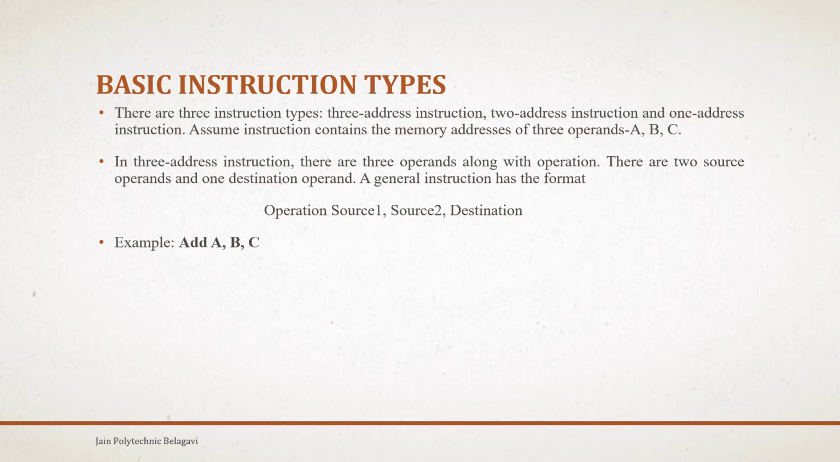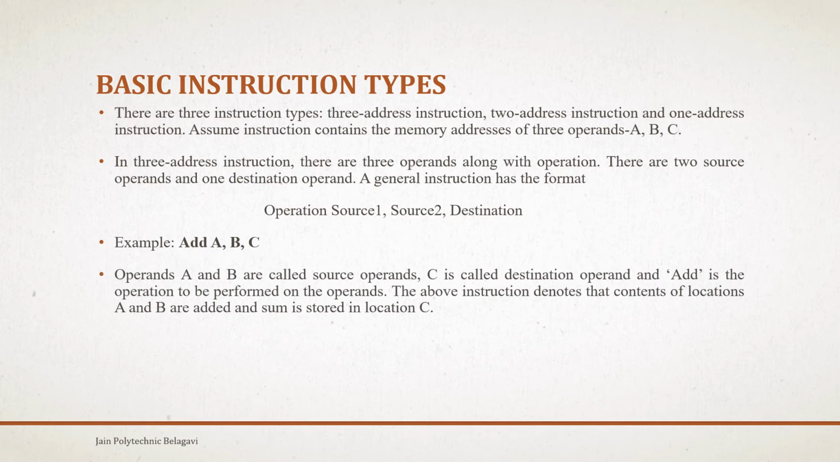Example, add A, B, C. So here the operation is add, source 1 is A, source 2 is B. So the addition takes place between operands A and B and the result is stored in destination C. So as you can see here, A and B are called source operands and C is called a destination operand. So add is the operation that is to be done and the contents of both A as well as B are added and stored in location C.